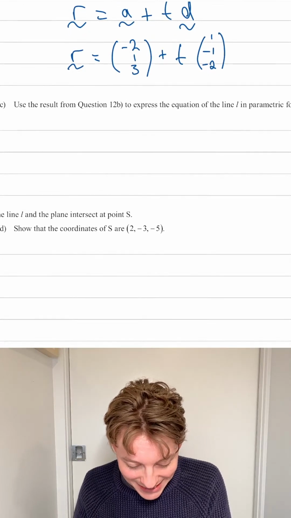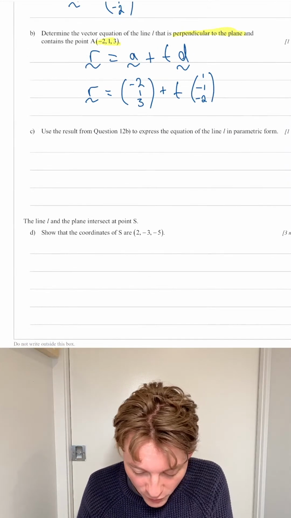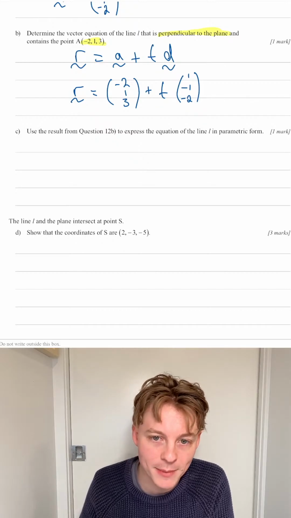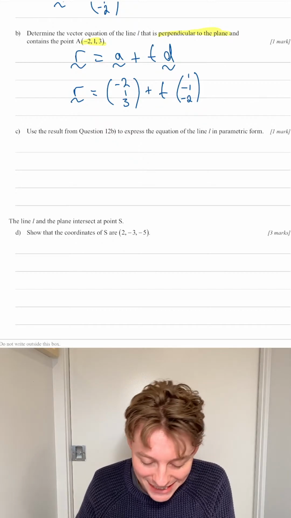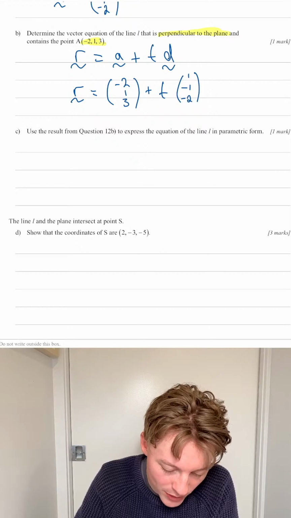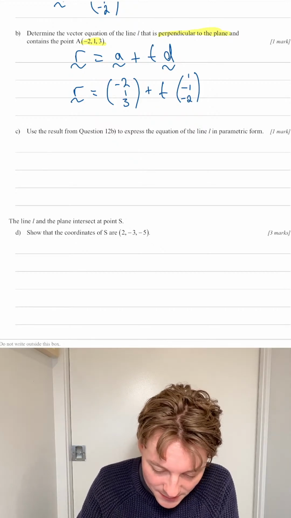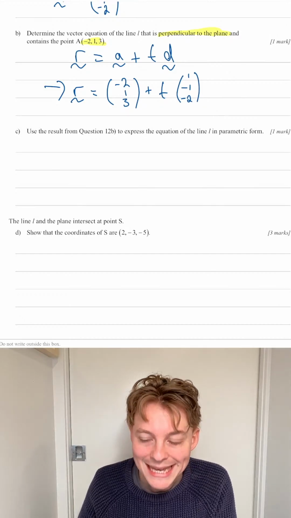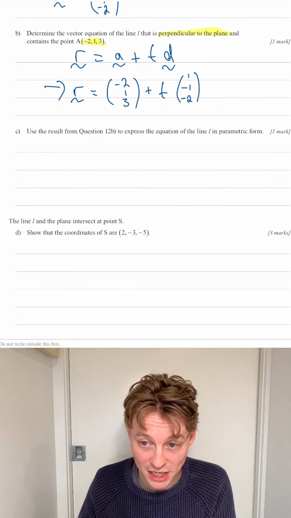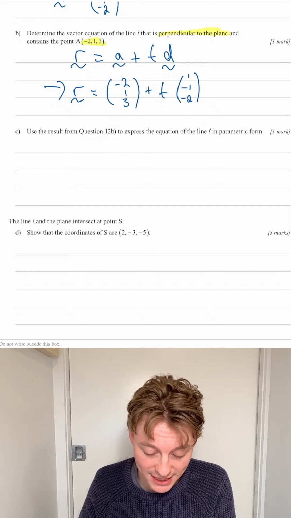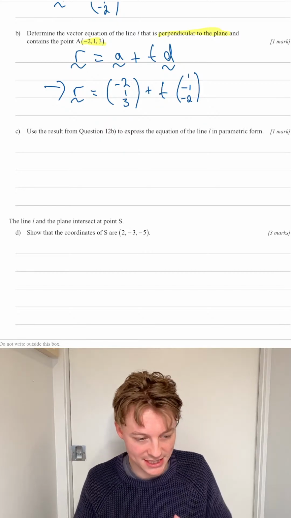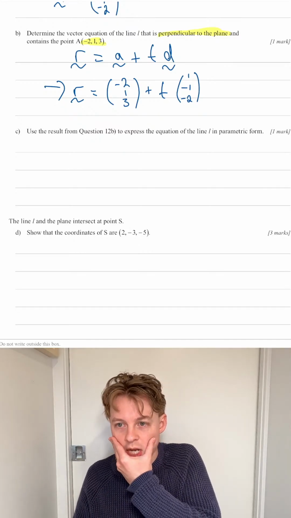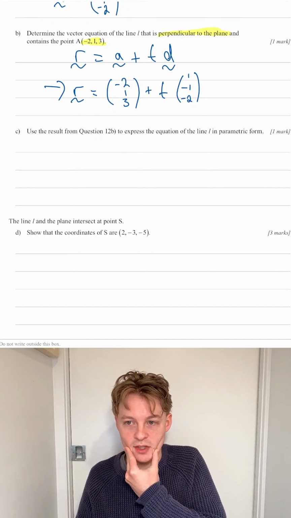So, if we want to use the results from question 12b to express the equation of the line L in parametric form. Parametric form is really where I get each part of my line. I basically am going to break it down. So I'm going to expand my equation here. If I expand my equation, then I can essentially get a function for x, a function for z, and a function for y. That is probably the best way to explain what's going on.